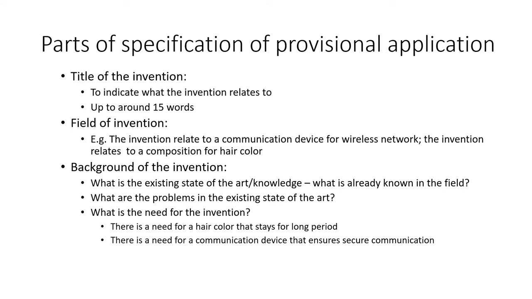Then comes the background of the invention. I told you that you need to conduct a prior art search, and that gives you most of the material for the background of the invention. In the background of the invention paragraph, you disclose the existing state of the art, what is already known in the same field of invention, and how you are innovating on what is already known.